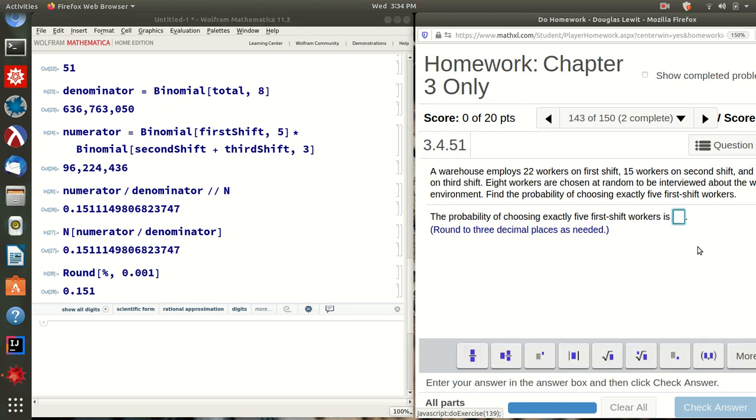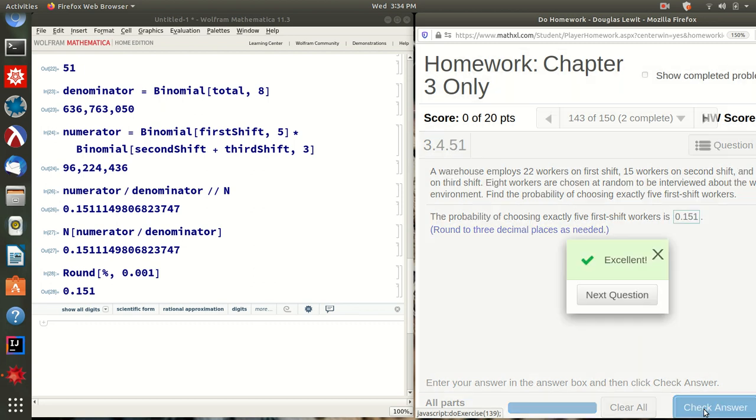So the answer is going to be 0.151, or about 15.1%. Let's check the answer. Okay, Pearson agrees with my answer. Pearson doesn't always agree with my answers. Occasionally, you know, I'm a human being. I make mistakes too, just like everybody else. But Pearson usually accepts my answers, and I usually agree with Pearson's answers.